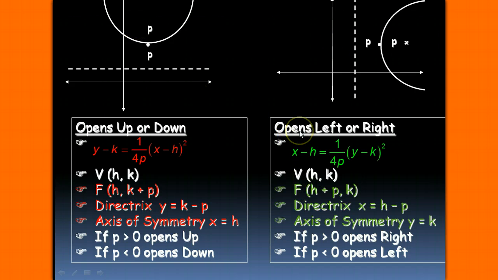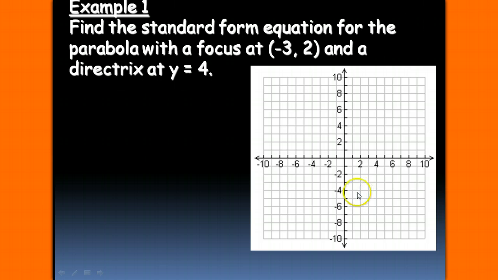All right, so an important thing to realize as we look at these is that if it opens up or down, we're going to have y minus k first, okay? And the x minus h is squared. If it opens left or right, it's just going to be the opposite. So x minus h is going to be on the left, and we're going to have y minus k squared. The y is going to be squared if it opens left and right. So just keep that in mind as we look through these next couple problems.